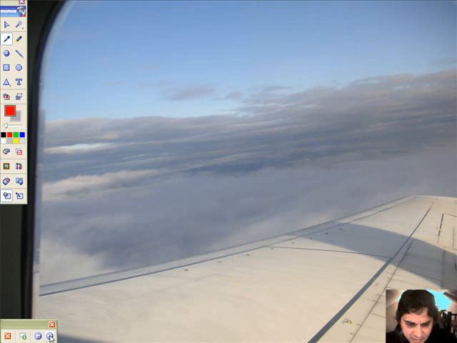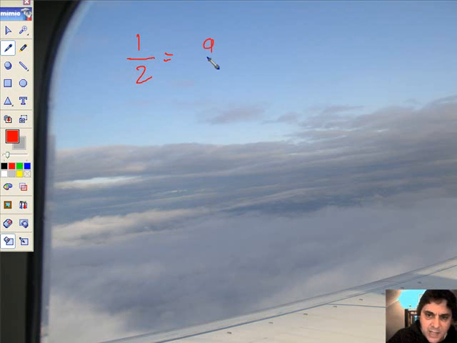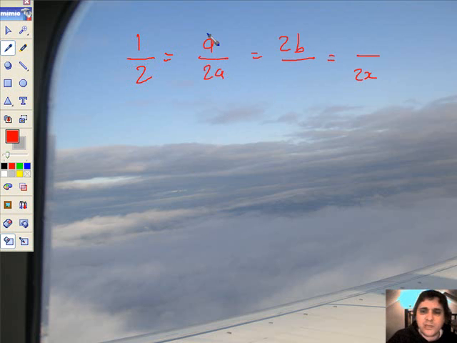Question 10 looks a little bit crafty. I may as well do it while I'm at it. I've got a half, which equals A over something, which equals 2 lots of B over something, which equals something over 2x. Now, if it's all based on a half, these are equivalent fractions. So, A over 2A, if I cancel the A's, I end up with 1 over 2. If I cancel the B's, I end up with just 2 on top. So 2 over 4 is a half, isn't it?